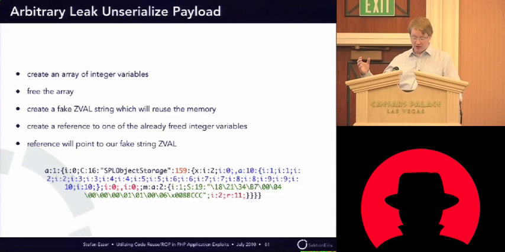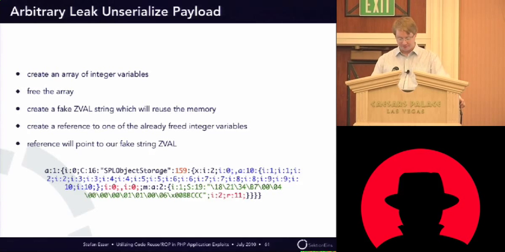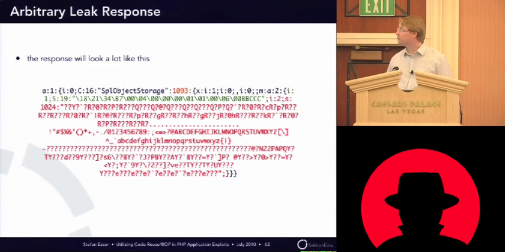And now you put up your fake zval, and because of the memory cache, it will be allocated in the same spot as one of the previous integer variables. And when you then create a reference to the right slot of the freed variables, you suddenly have fooled PHP so that it thinks there's a string in memory at the data you supplied. And when you send this to TikiWiki, TikiWiki will give you something serialized back, and this will look like this.